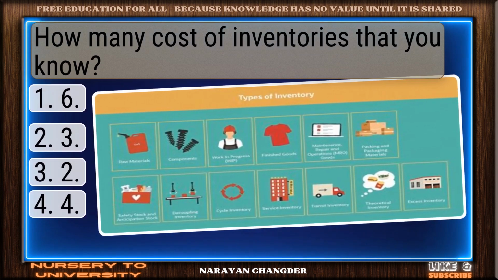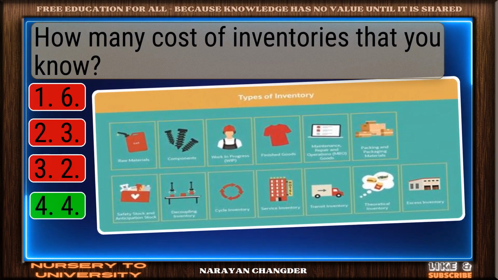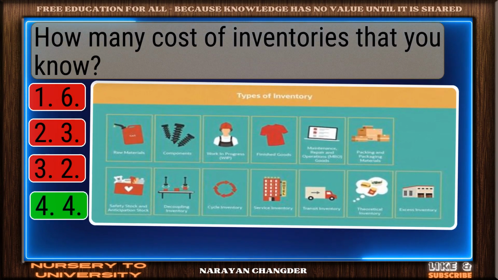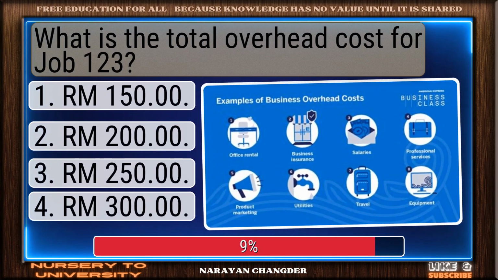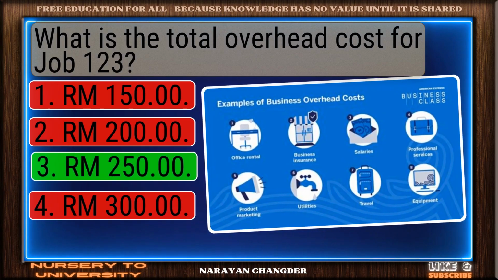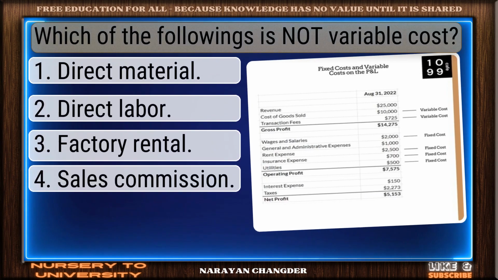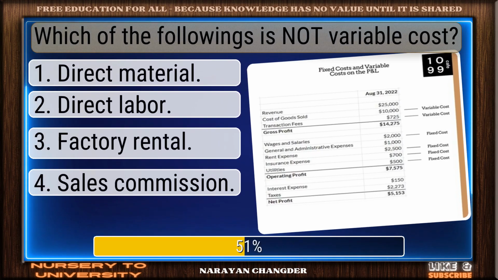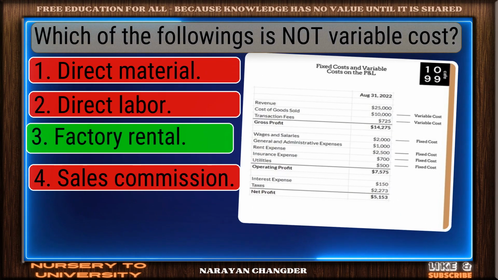How many costs of inventories do you know? Great thinking. 4 is right. What is the total overhead cost for job 123? Valid point. RM 250 is true. Which of the following is not a variable cost? You're right. Factory rental is correct.